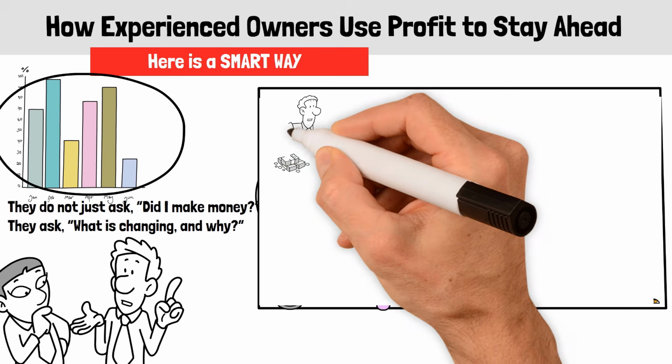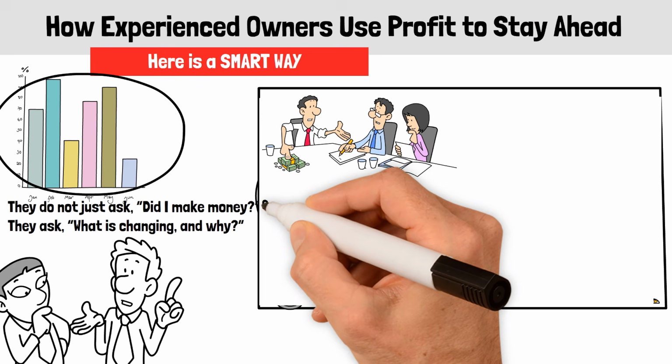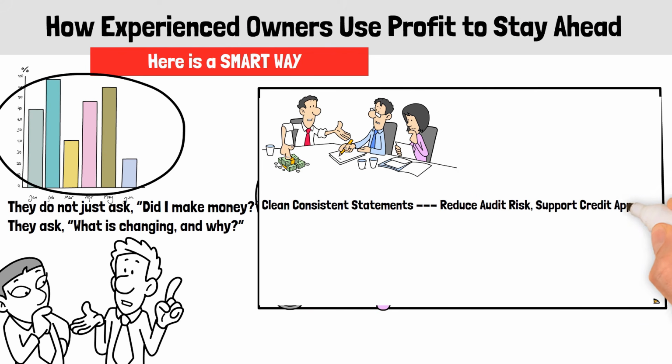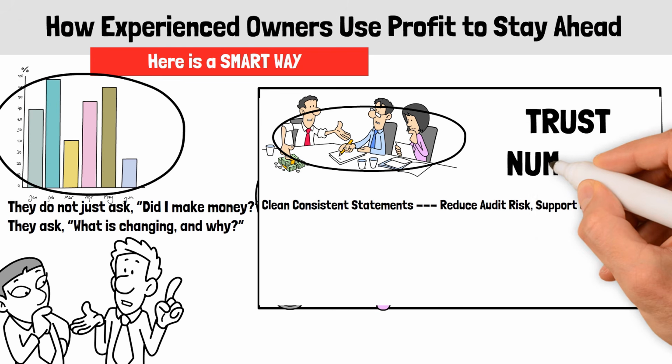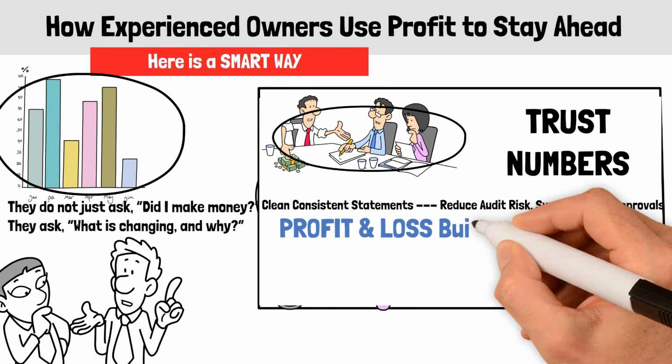For United States business owners, profit and loss is also a protection tool. Clean, consistent statements reduce audit risk, support credit approvals, and make due diligence smoother during partnerships or exits. Investors trust businesses that understand their numbers. Lenders prefer borrowers who can explain margin changes clearly. Most importantly, profit and loss builds confidence.